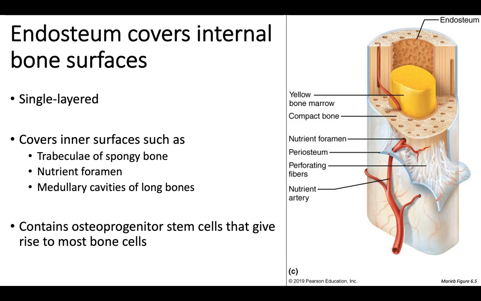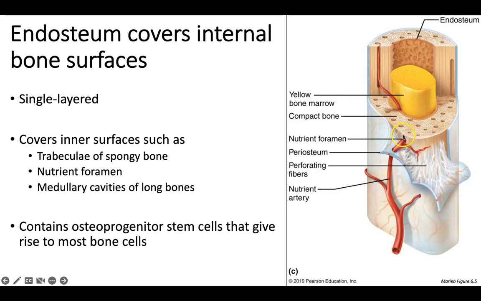All right, so now we have the endosteum. Again, that's the inner layer, so it's lining the inside of the compact bone. This one's just single layered, so nothing fancy here. And it's going to cover the inner surfaces as well. So if you go into the spongy bone, you're going to find it completely lining all those trabeculae.